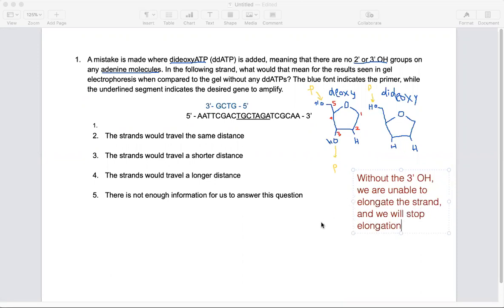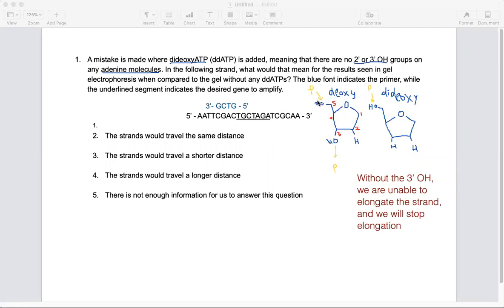Remember that in PCR we have the 3 steps. This isn't really going to affect the denaturation part because that's just heating. It's not going to affect the primer annealing, because that's just sticking the primer onto the DNA. The issue is with the elongation.